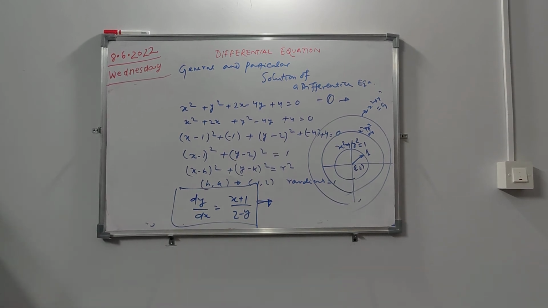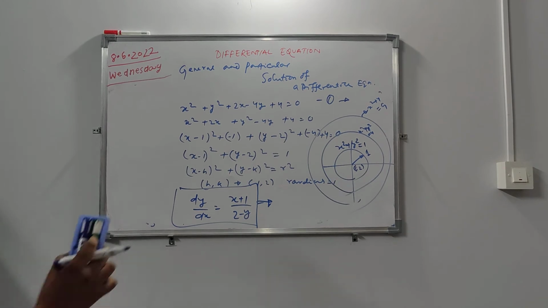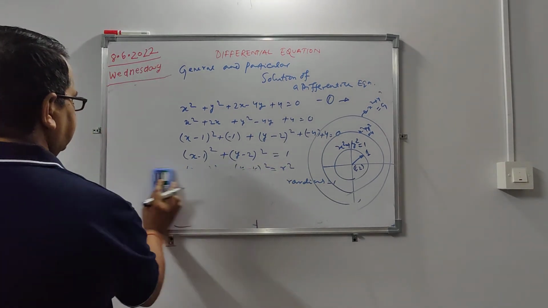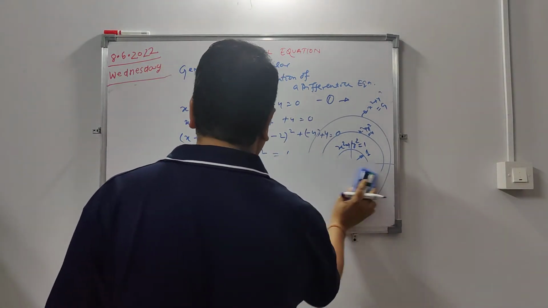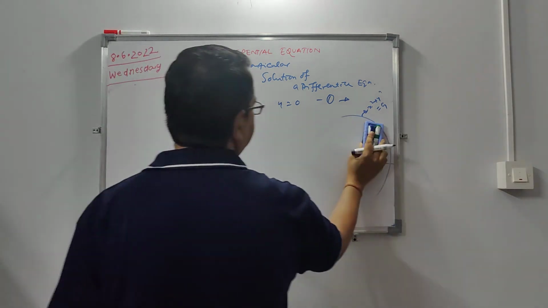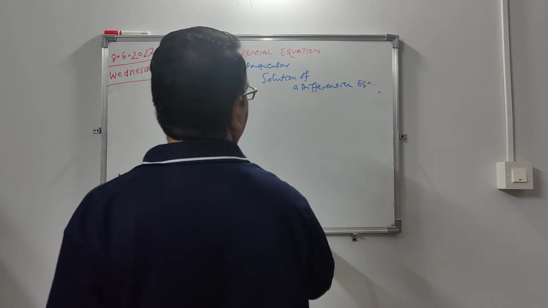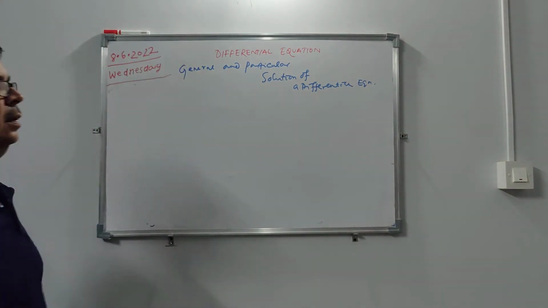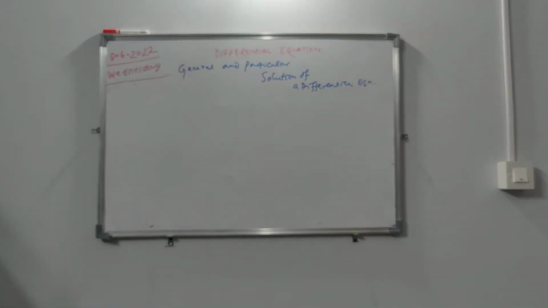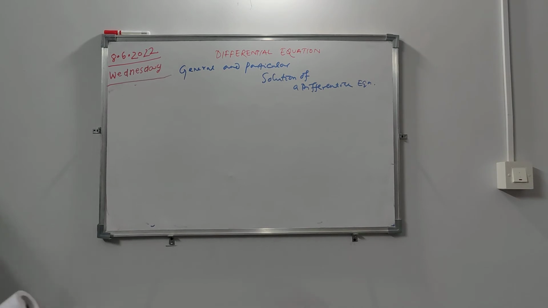So that means this differential equation represents the family of circles, whereas one equation is unique to one circle.